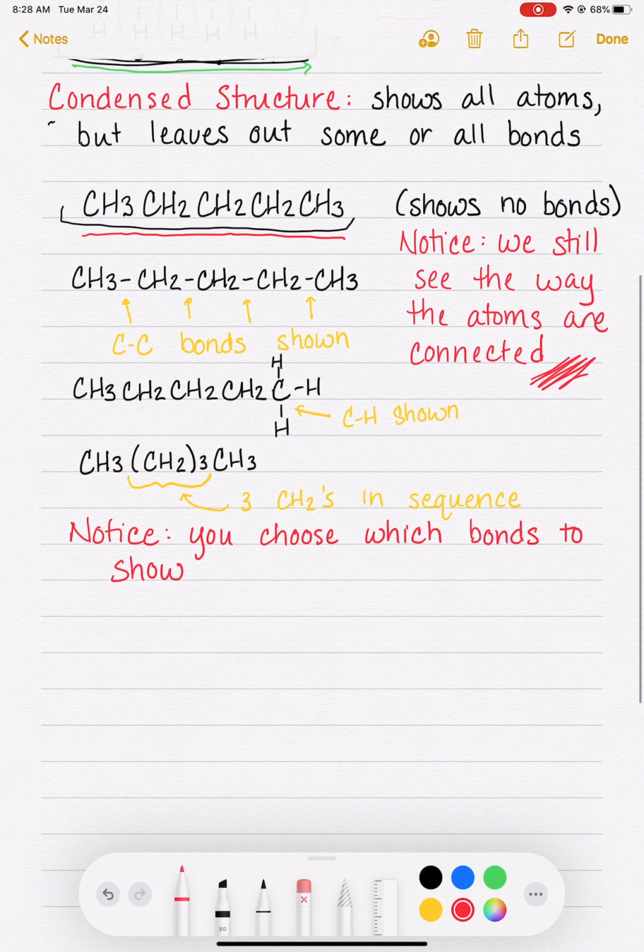So the third method of representing molecules is the line structure or the skeletal structure. And I'm going to do that one in a separate video.